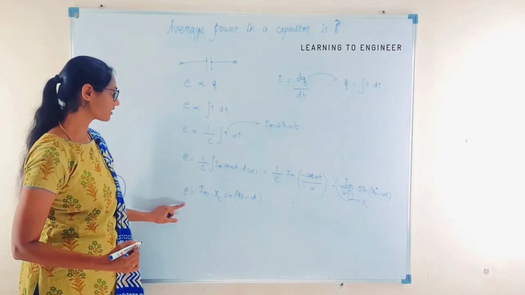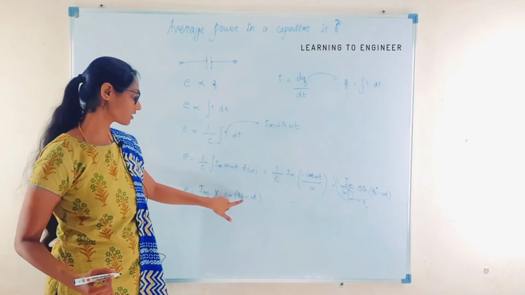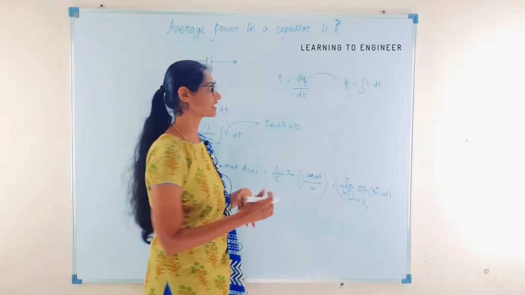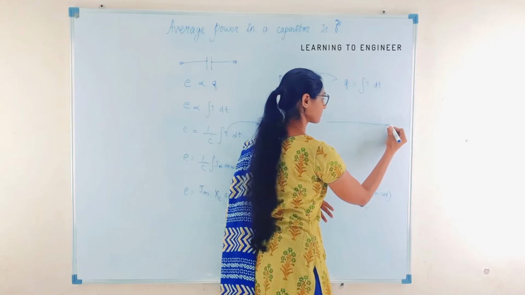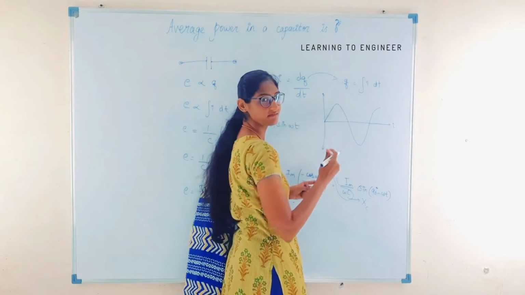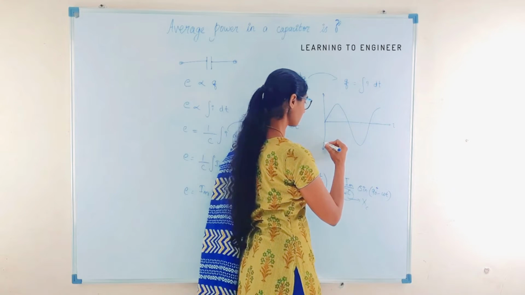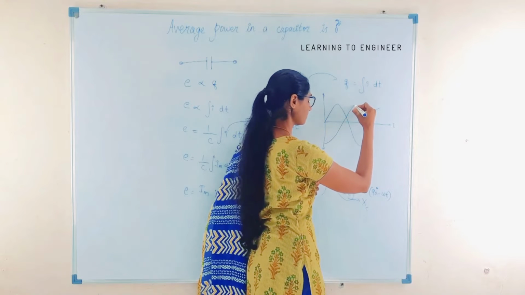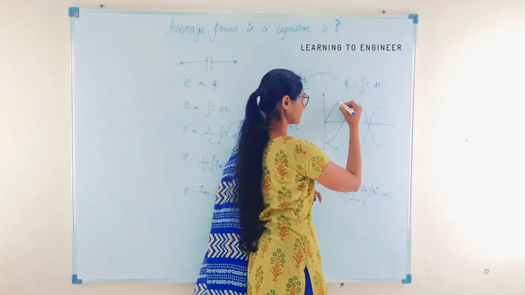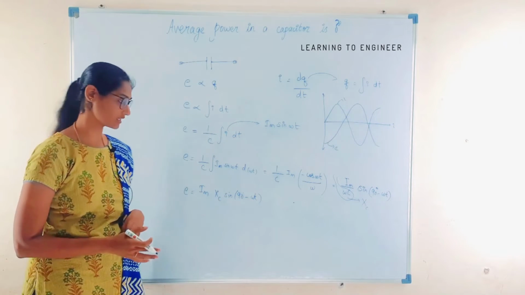So, what do we infer? The instantaneous current is sin omega t and this is sin 90 minus omega t. So, this EMF is lagging the current. If this is the current, the EMF will be late by 90 degrees. Okay. So, this is how the waveform of the capacitor would look like. This is the EMF and this is the current. The EMF will lag by 90 degrees.